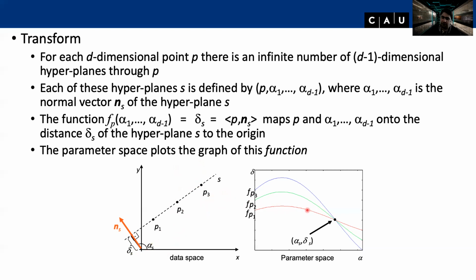Now we ask, what does it mean if we have a point in this parameter space, in this Hough space, where functions intersect? What is the meaning? The meaning is that all of these object functions have one common angle alpha_s and one common distance delta_s. And this means in turn that there exists one line characterized by alpha_s and by delta_s, which is this dashed line S that you see here.